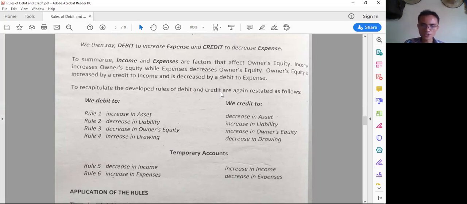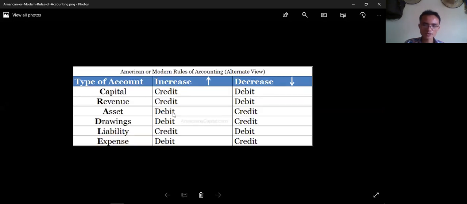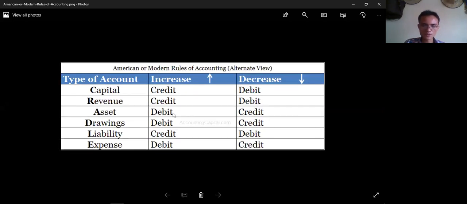Let me have the picture with the six. Okay, it's not arranged similarly, but still we can visualize it down here, or for this alternate view of American or modern rules of accounting. So on increase, meaning the normal balance, you can see that there are three: assets, drawings, and expenses. Now, if you know that there are three of them that would increase on the debit side, and you know that there are six account titles, the other three remaining would increase on the credit side.